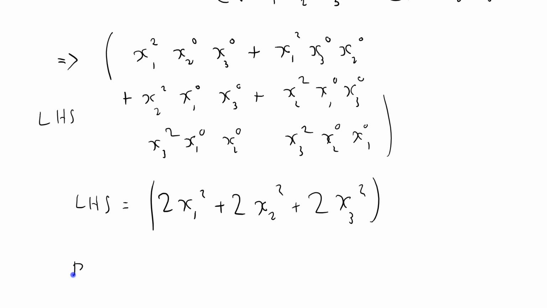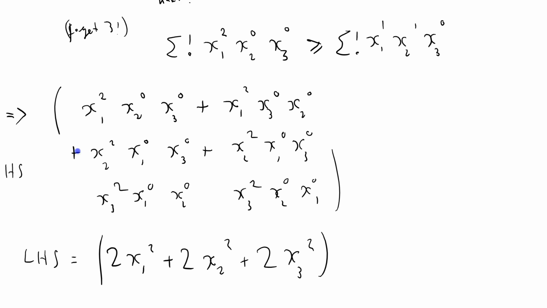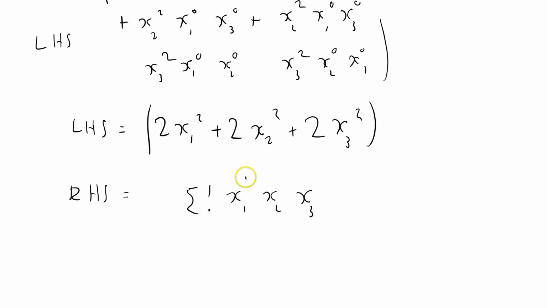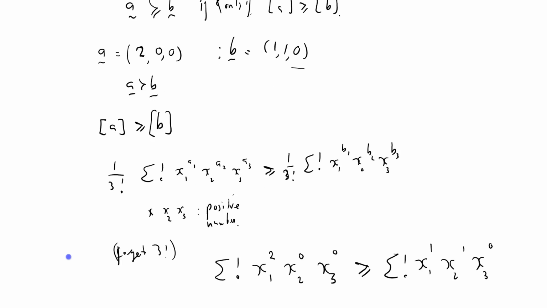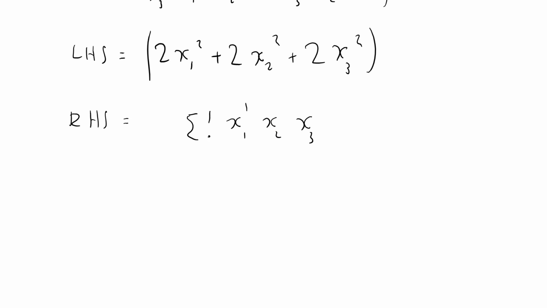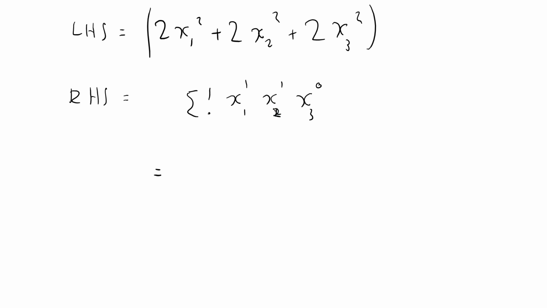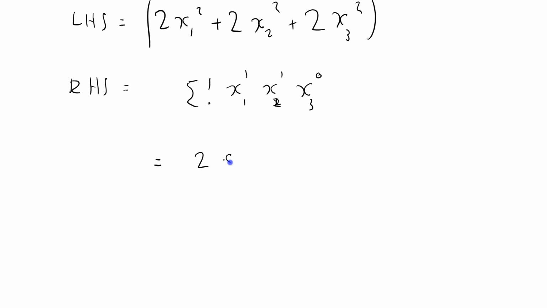And I'm asserting that's greater than or equal to the right hand side, which equals the sum over all permutations of x1, x2, x3 to the power B, which was 1, 1, 0. Then you go through the whole process again, and you observe that x1 can be swapped with x2 because they're the same power. So we've got 2 copies of all that, and so it's equal to 2 times x1 x2 plus x1 x3 plus x2 x3.